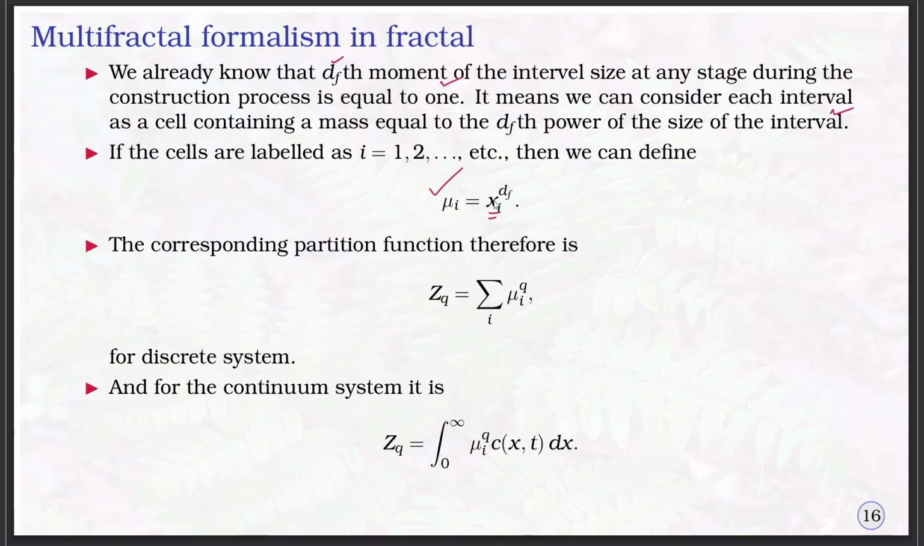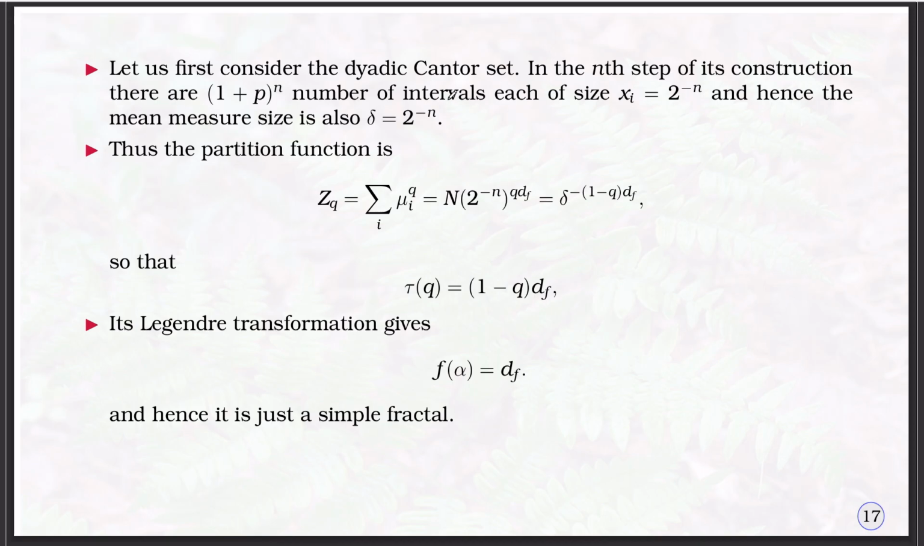The corresponding partition function is defined here as the sum of the qth power of the measure mu i, that is, the qth moment of the measure mu i. This is for the discrete case, where we take the sum. In the continuous case we need to take the integral from 0 to infinity of mu i power q of x, comma delta, dx. Now, let us discuss the dyadic Cantor set.